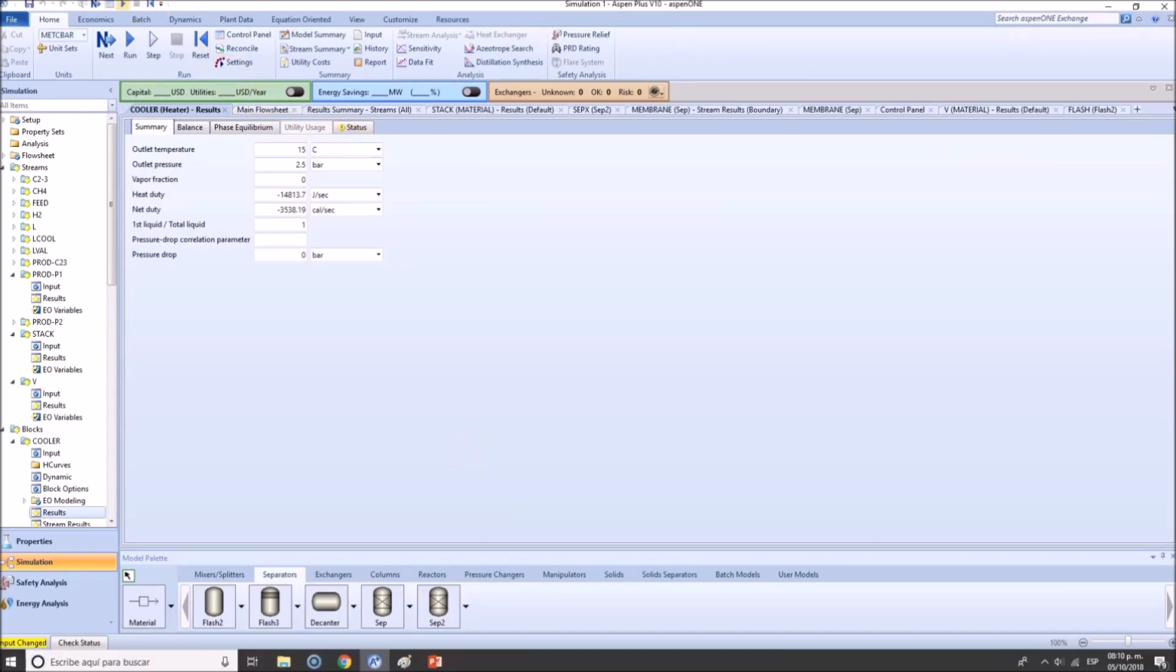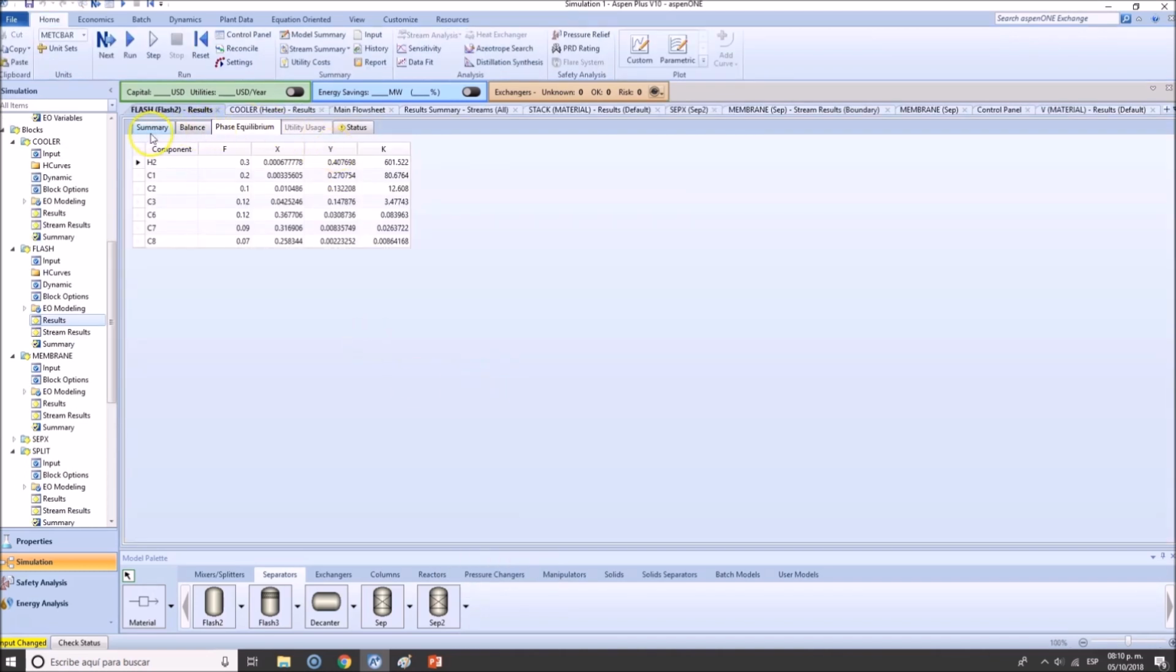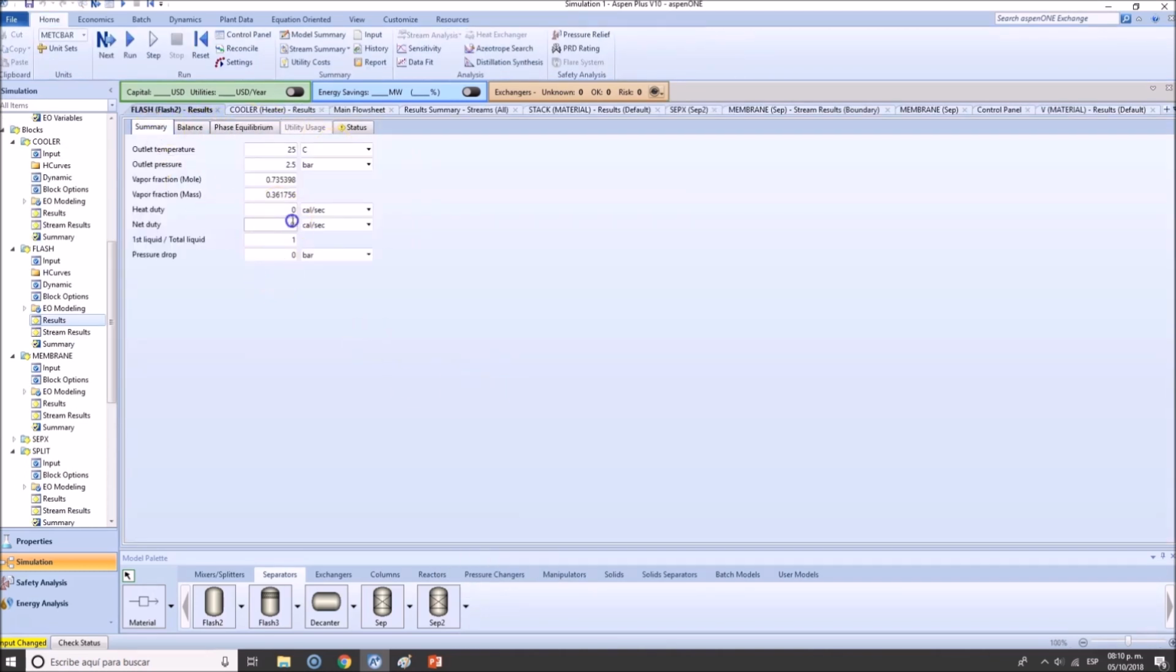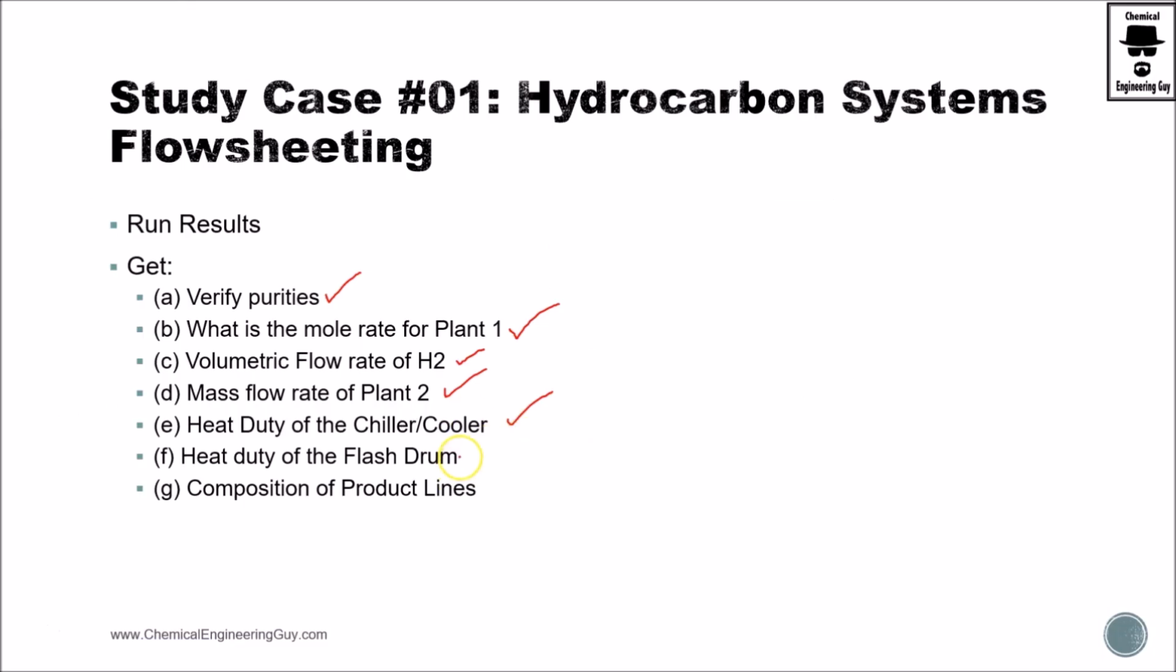Heat duty of the flash drum. So that's a tricky question, and this is why I'm telling you that you gotta know chemical engineering. If you were just playing with these, you would say, why do I get zero right here? Is it not calculating this, or maybe there is an error? No, we are saying that this flash is operating adiabatically, so by definition you gotta have zero heat duty. So that was a trick one.